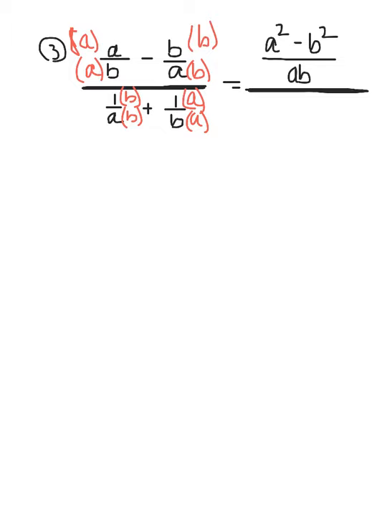If we look at the bottom, same thing again. We have a common denominator of ab, and then in the numerator, 1 times b is b, and 1 times a is a. So I'm going to have b plus a over ab. All right, so let's keep, change, flip.